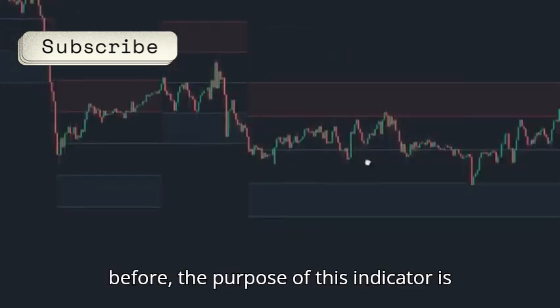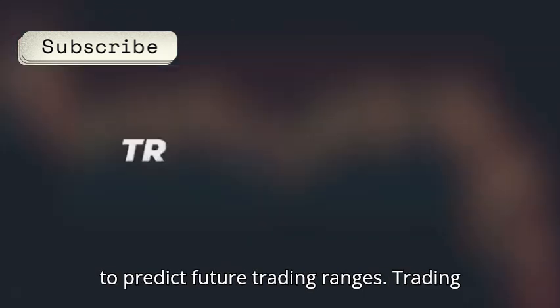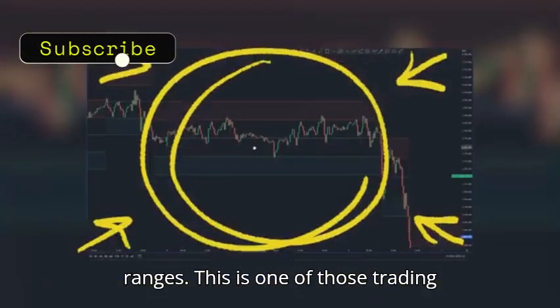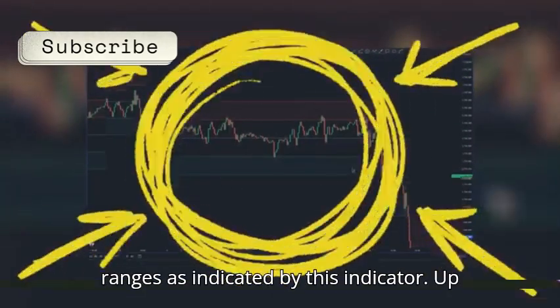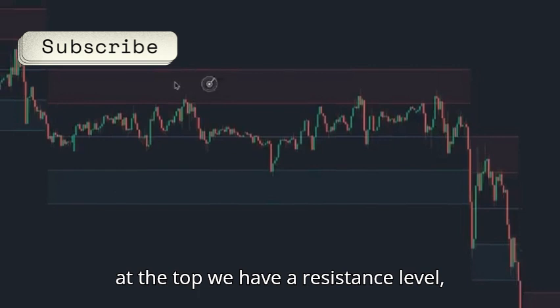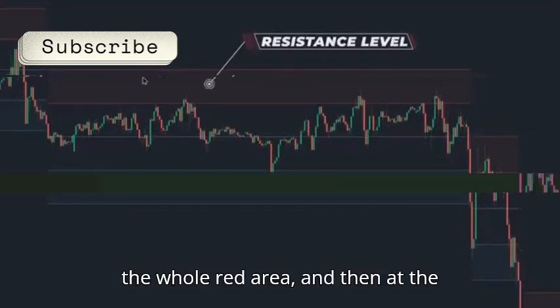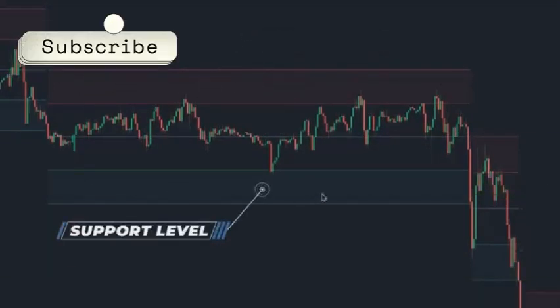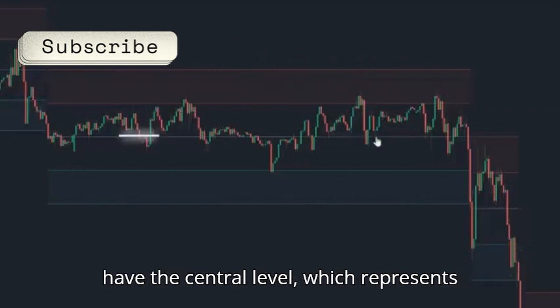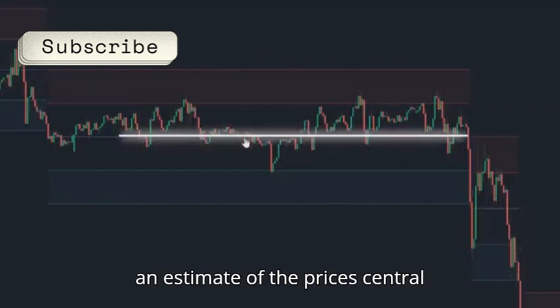Now, as stated before, the purpose of this indicator is to predict future trading ranges. This is one of those trading ranges as indicated by this indicator. Up at the top, we have a resistance level, the whole red area. And then at the bottom, this green area represents the support level. And then in the middle, we have the central level, which represents an estimate of the price's central tendency.